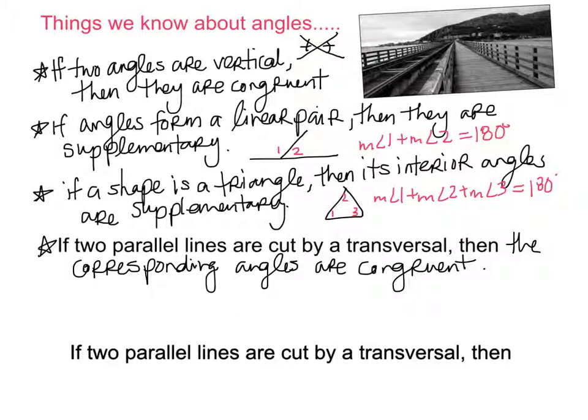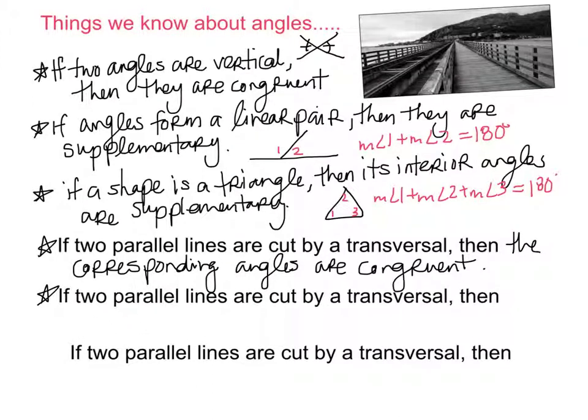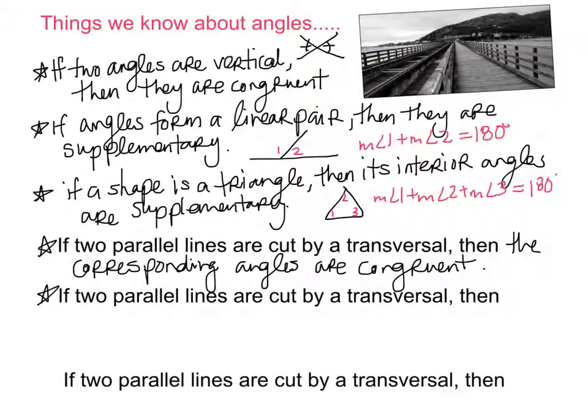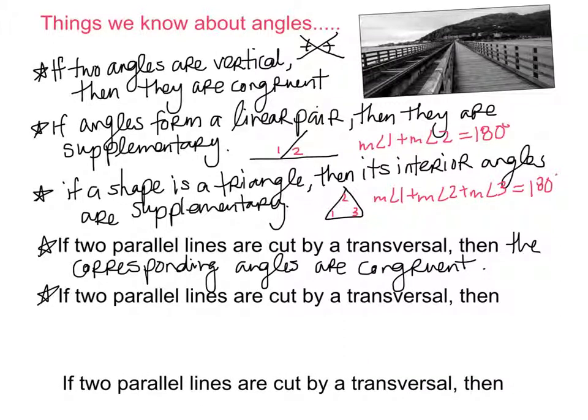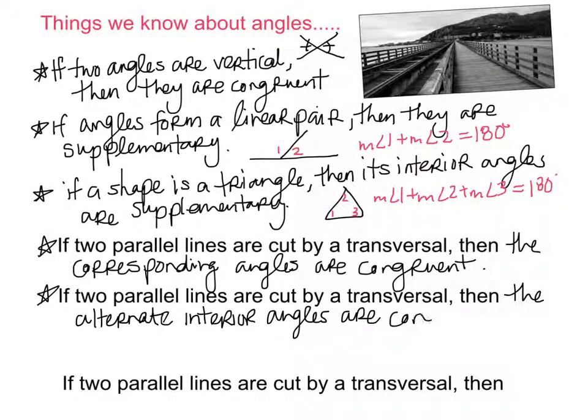Okay, here's another one. And this is inherent from after we realized that it was just the same two angles. If two parallel lines, I'm going to move this one out of the way, if two parallel lines are cut by a transversal, then I also know that the alternate interior angles are congruent. Alternate interior angles are congruent.